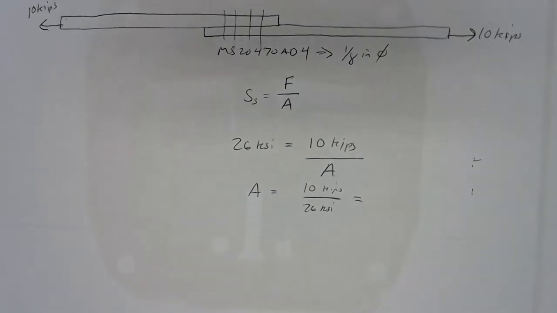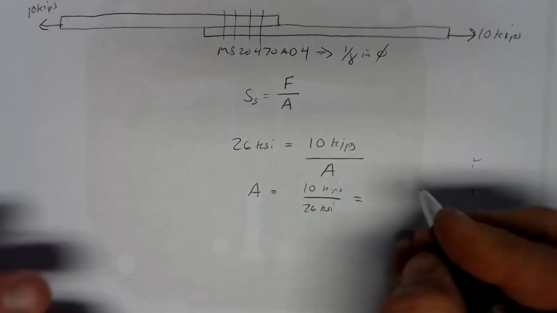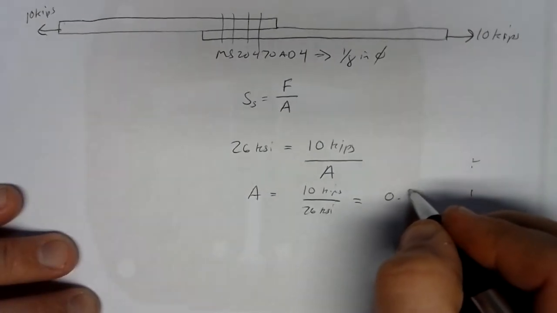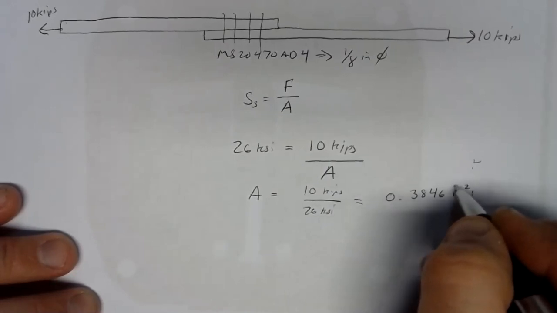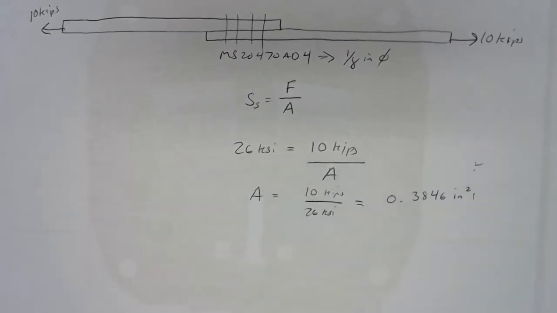So if we take 10 kips and divide it by 26 KSI, we get a total area of 0.3846 square inches. So 0.3846 square inches. That's how much area we need.